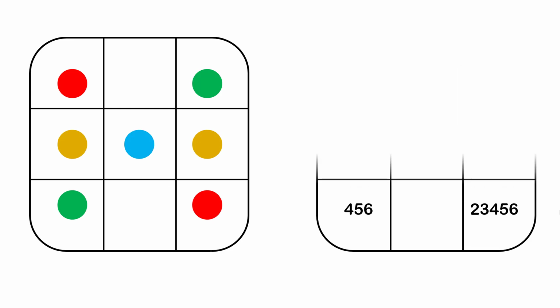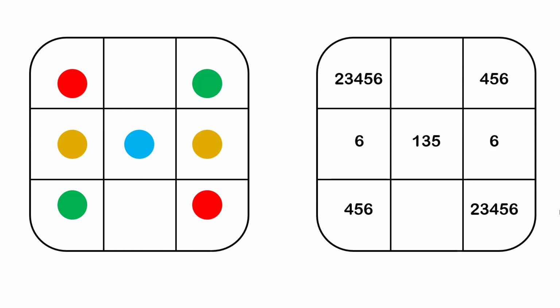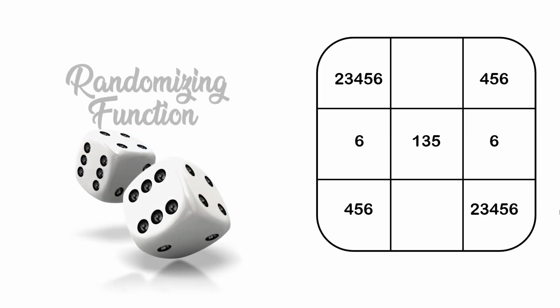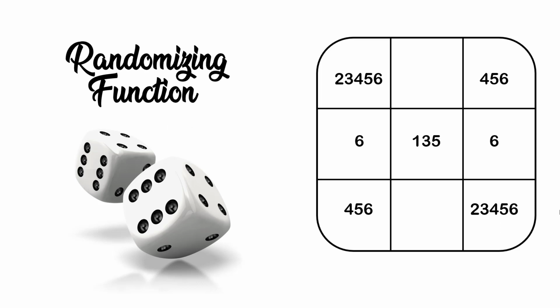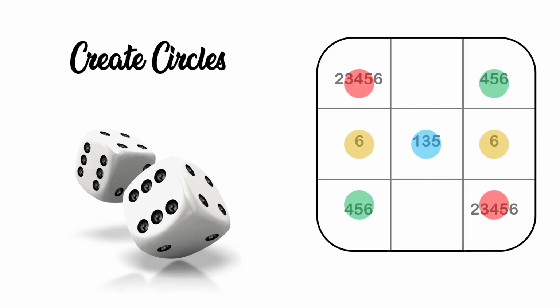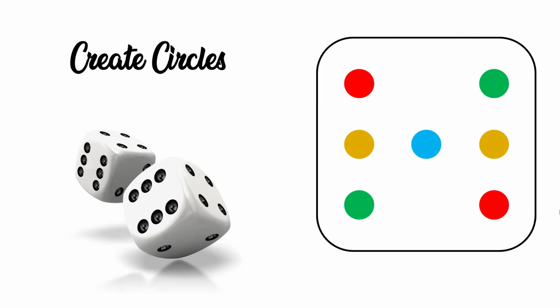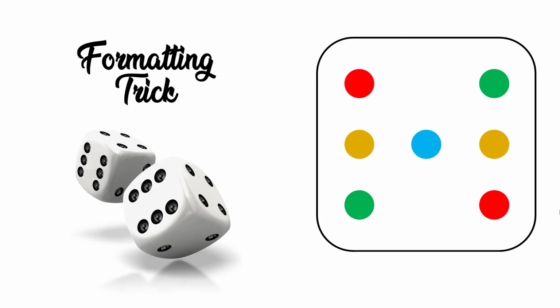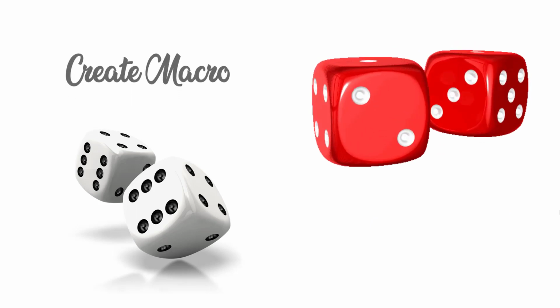So we can represent the positions in a grid of 3 columns and 3 rows. Our goal is to create for each die a randomizing function that returns a number between 1 and 6. In a grid of 3 by 3, we want one or more circles to appear in the position corresponding to the random numbers. We will be using a simple trick to convert a character into a circle. We'll apply some formatting and then create a macro to trigger the dice rolling.